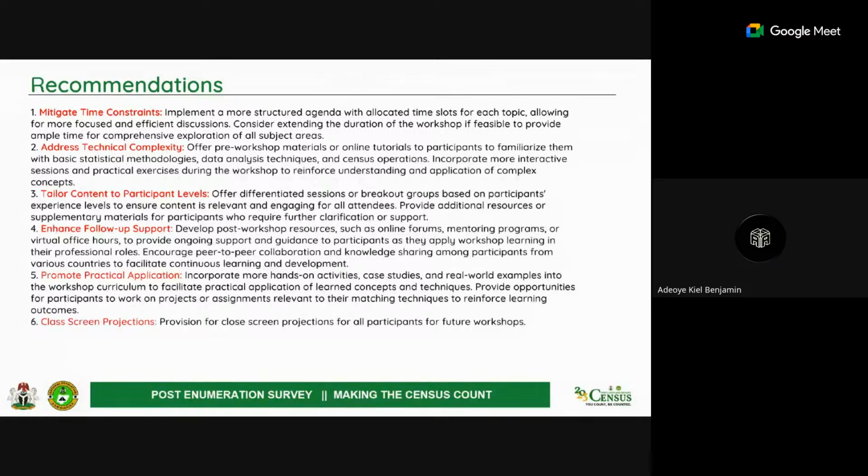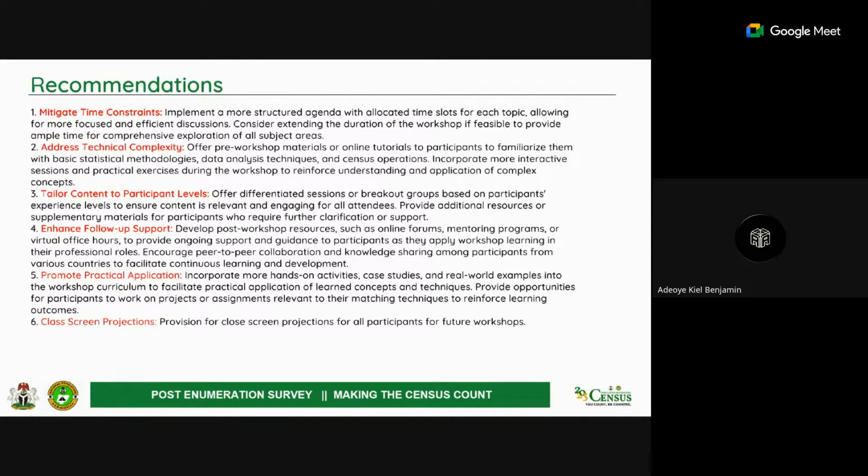Like Habib, who can understand because they have a high level of programming. So tailor to participants' level, offer differentiated sessions or breakout sessions based on participants' level of experience and ensure content is relevant for all attendees. Provide additional resources or supplementary materials for participants who require further clarification or support.